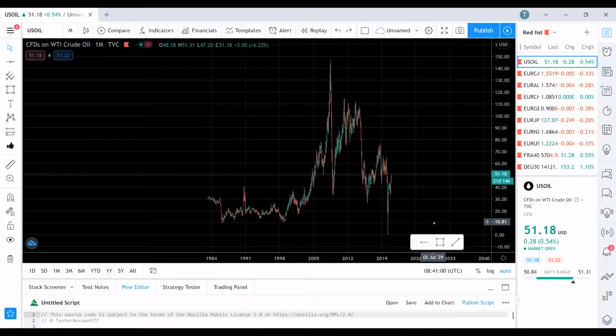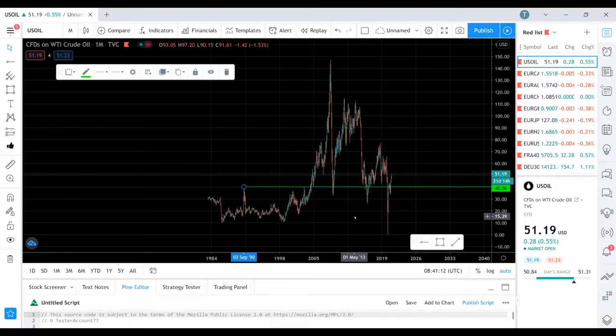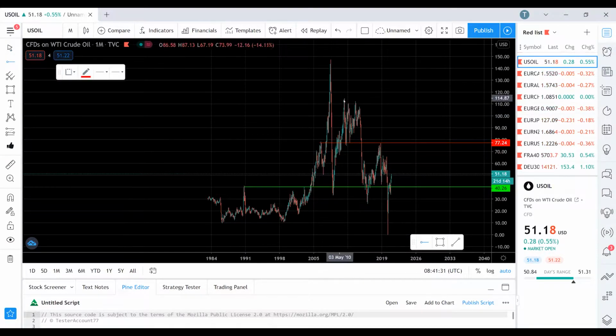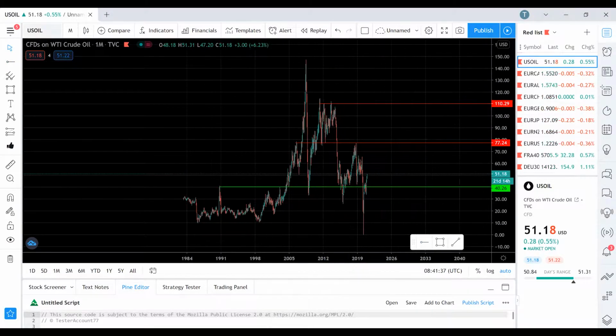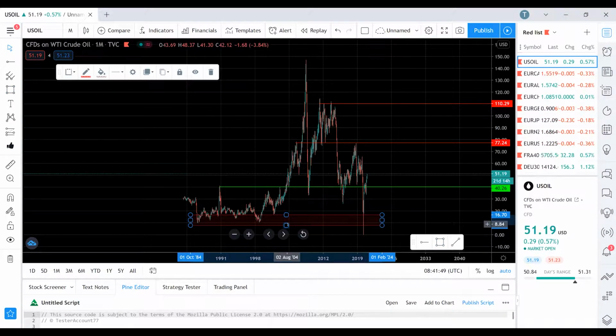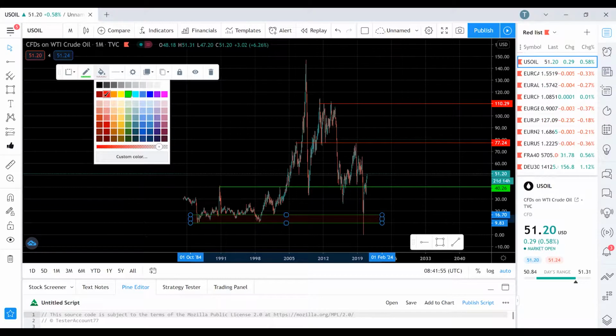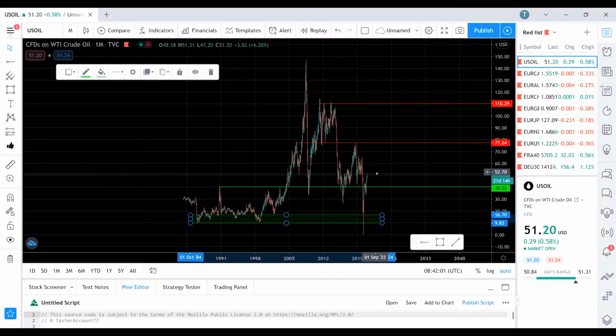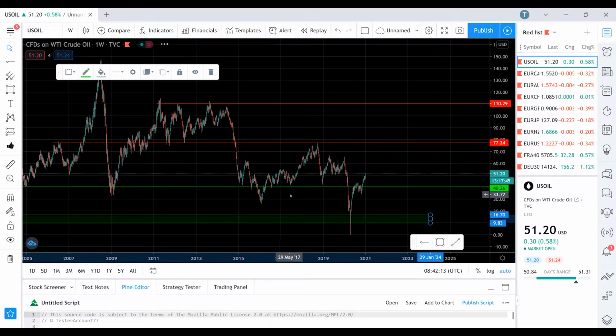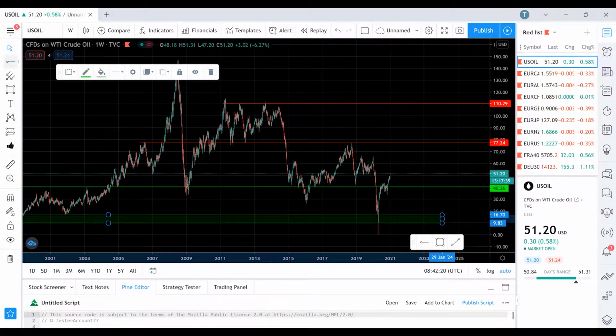US oil, start on the monthly. Support here, resistance here, resistance here. We have a buy zone here. Move to the weekly, resistance here.